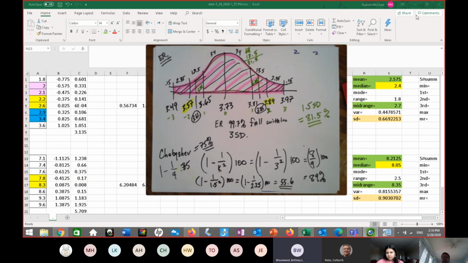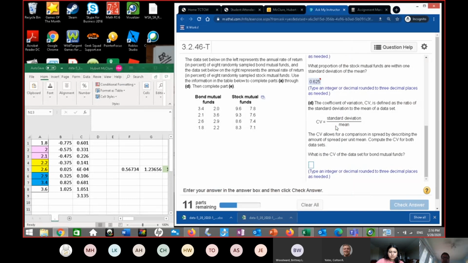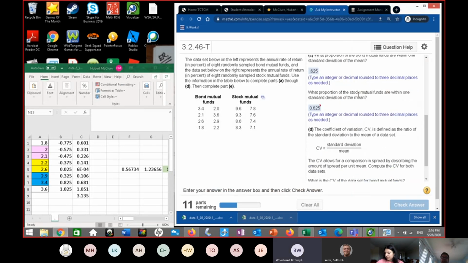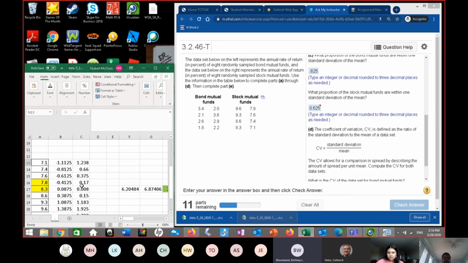Nobody's going to say anything, huh? Stock mutual funds, that's these right here. Let me check my numbers. 9.6, 9.3, 8.6, 8.3, 7.8, 7.6. All my numbers are right.